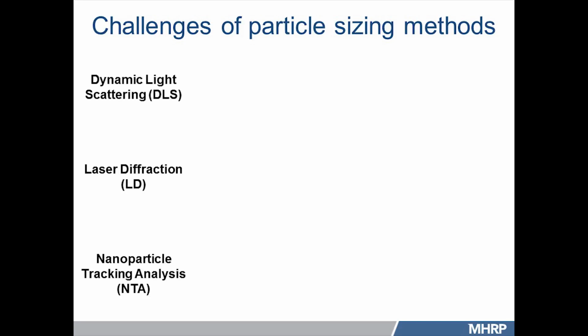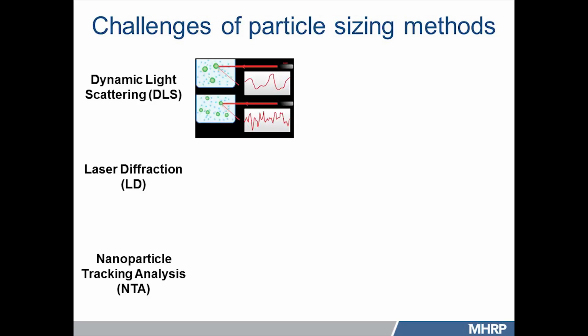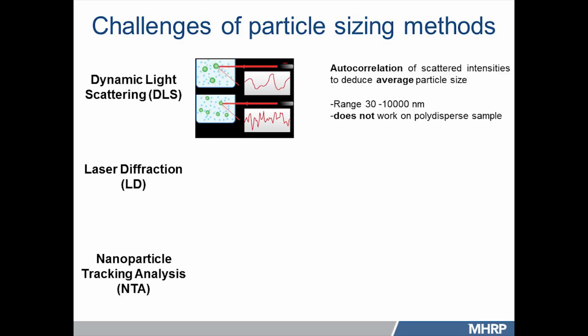These are three popular particle sizing techniques used in the field: dynamic light scattering, laser diffraction, and nanoparticle tracking analysis. In dynamic light scattering, the light scattered intensity is recorded. This is the light scatter intensity from the particles which are undergoing Brownian motion. Large particles tend to give you a broader distribution, while small particles give you a much sharper distribution. These fluctuations are mathematically autocorrelated to deduce the average particle size. DLS works in the range of 30 to 10,000 nanometers, a pretty good range.